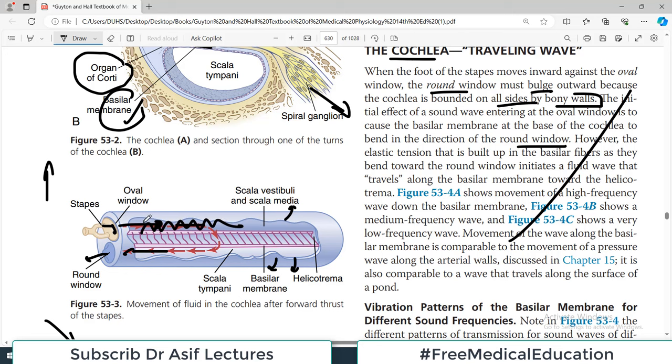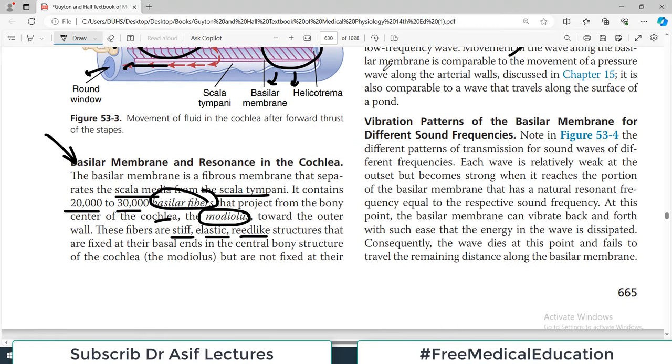Depending on the frequency, if it's a high frequency sound, the base fibers are activated. If it's a low frequency sound, the fibers near the helicotrema are activated. Okay, now vibration patterns of the basilar membrane for different sound frequencies. Note in figure 53.4 the different parts of the transmission of sound waves.